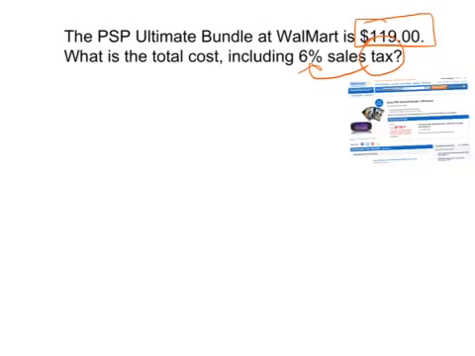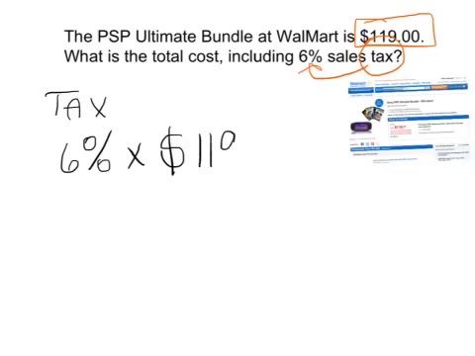In order to find the tax amount, we need to find 6% of the total cost. Or we need to find the percent or part of that whole. Again, there's different ways to do this.